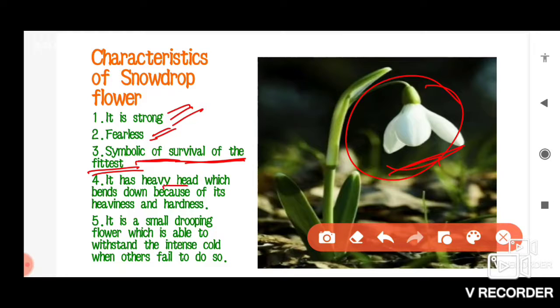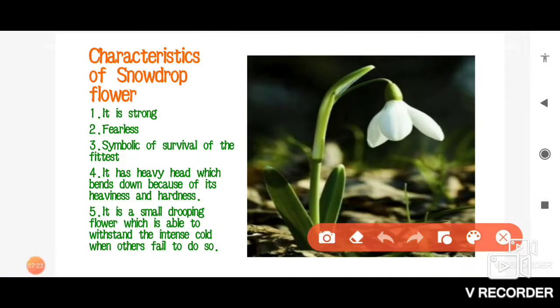It has a heavy head which bends down because of its heaviness and hardness. Now see, as it grows in the winter season, this particular flower pushes through the hard layers of snow, due to which its head is strong. As you can see in this picture, the head of the snowdrop flower is bent down, isn't it? ऐसा क्यों होता है? Why is its head bent down? Because its head is heavy, and because of the heaviness, its head bends down.